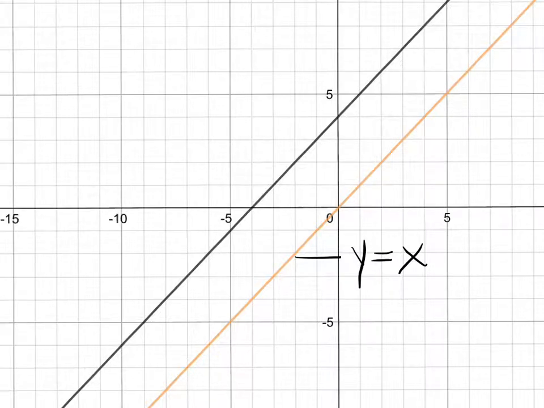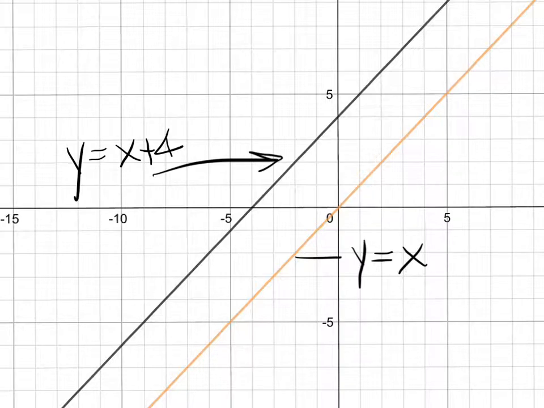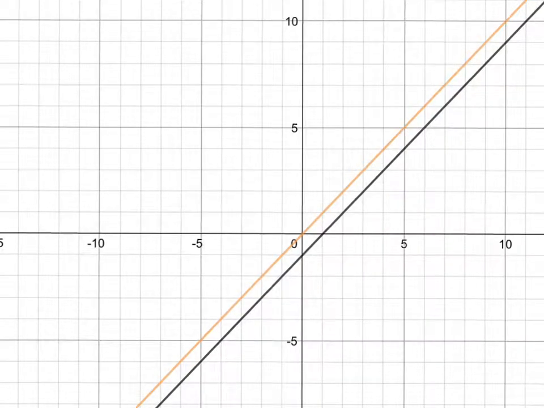Y equals x. What is the equation of this black line? The equation is y equals x plus 4 because from the parent function it has gone up 4 units. So you put plus 4. Alright, which one is the parent function, orange or black? Orange. And what is the equation for the parent function?